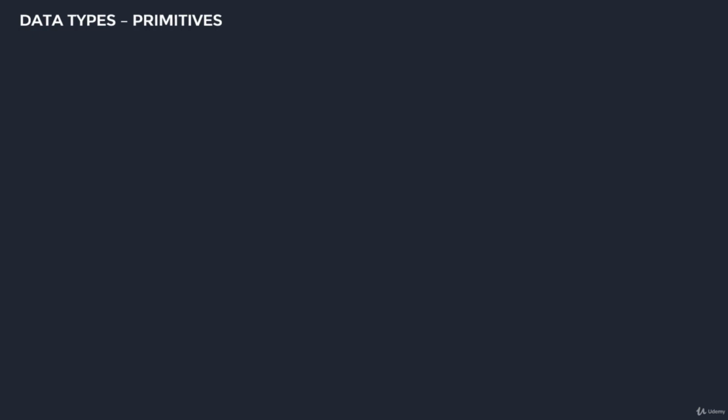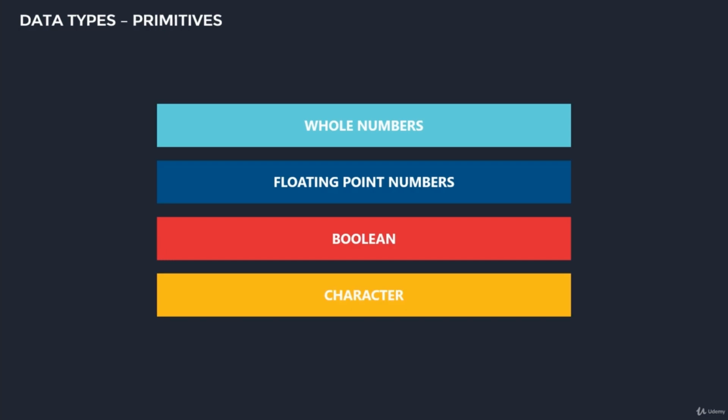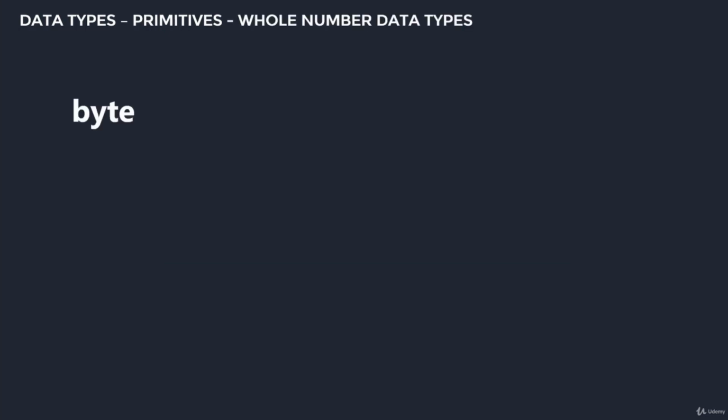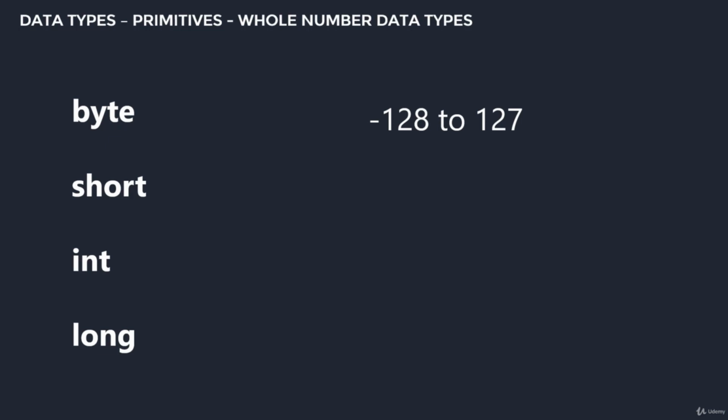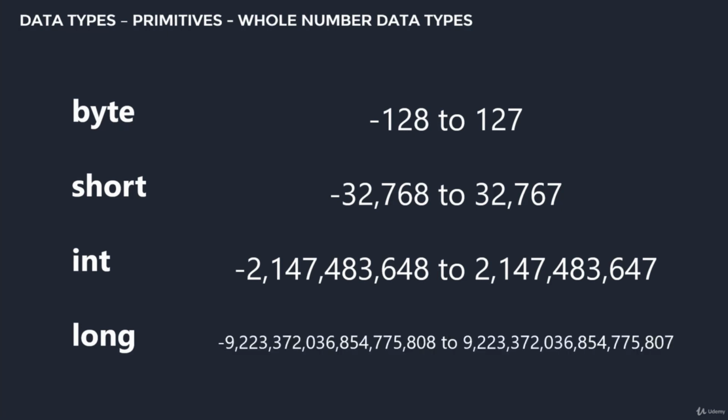Okay, let's do it. So we have 4 groups of primitives: whole numbers, floating point numbers, Boolean, and character. Whole numbers are byte, short, int, and long. Byte can store values from -128 to 127. Short from almost negative 33,000 to almost 33,000. Int can store a little bit more than 2 billion in positive and negative. And long can store a massive number.